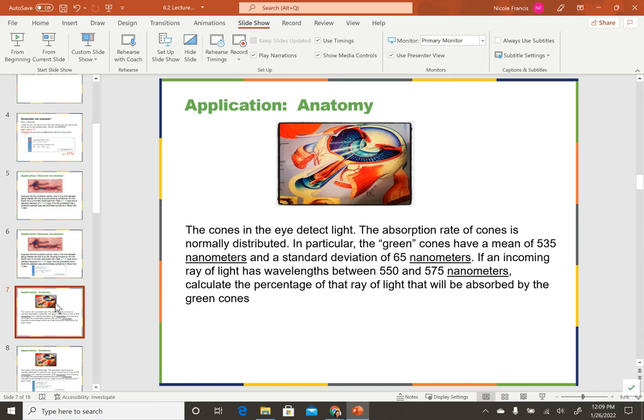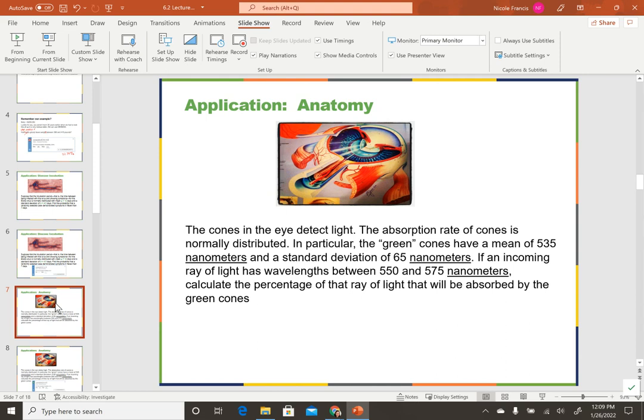The cones in the eye detect light. The absorption rate of cones is normally distributed. In particular, the green cones have a mean of 535 nanometers and a standard deviation of 65 nanometers. If an incoming ray of light has wavelengths between 550 and 575 nanometers, calculate the percentage of that ray of light that will be absorbed by the green cones.